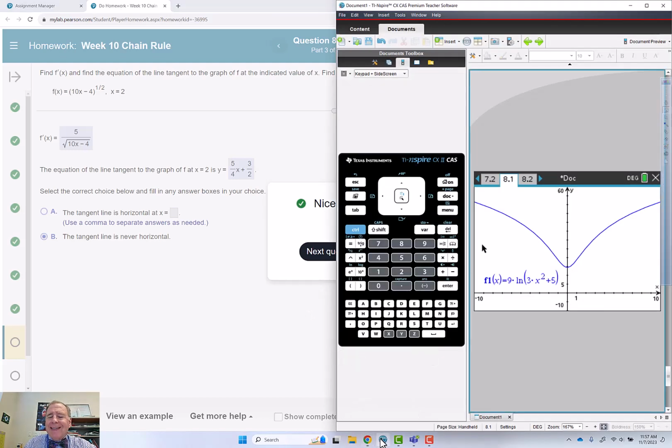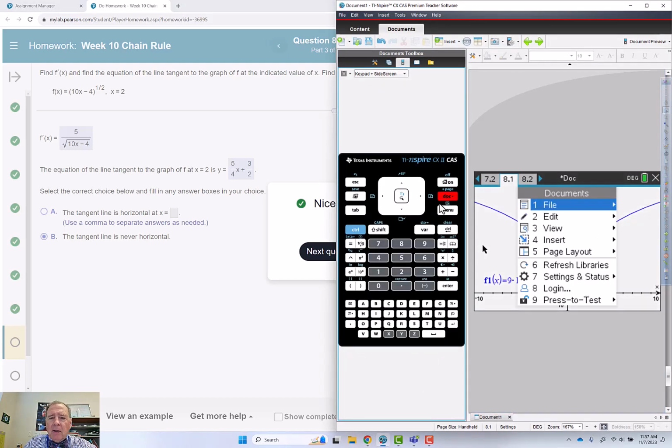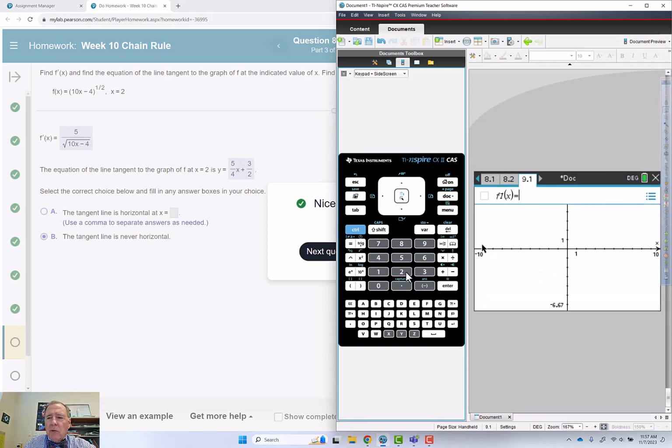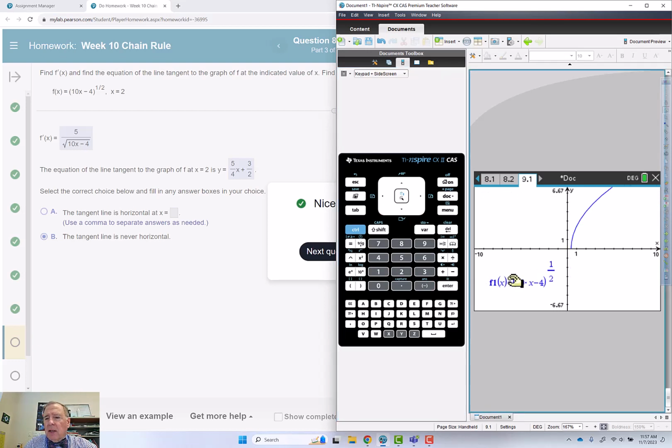And I'm not going to go into the next question. I'm going to do the same thing in the calculator. Doc 4 1 2 to graph. And I'm going to put in parenthesis 10x minus 4, get out of the parenthesis to the power of fraction 1/2. And you can see that this is an increasing function.